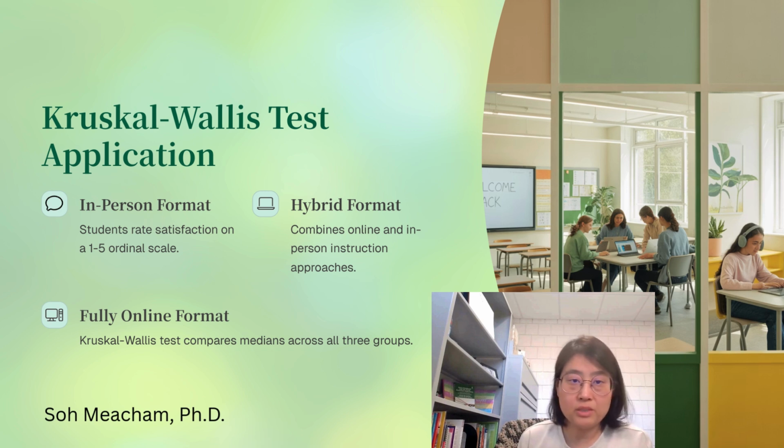Non-parametric statistics can also be used in high school settings. Suppose a teacher wants to compare student satisfaction levels across 3 different instructional formats: in-person, hybrid, and fully online. If students rate their satisfaction on a scale from 1 to 5, those ratings are ordinal. The Kruskal-Wallis test, another non-parametric method, would be an appropriate tool for comparing medians across the 3 groups.